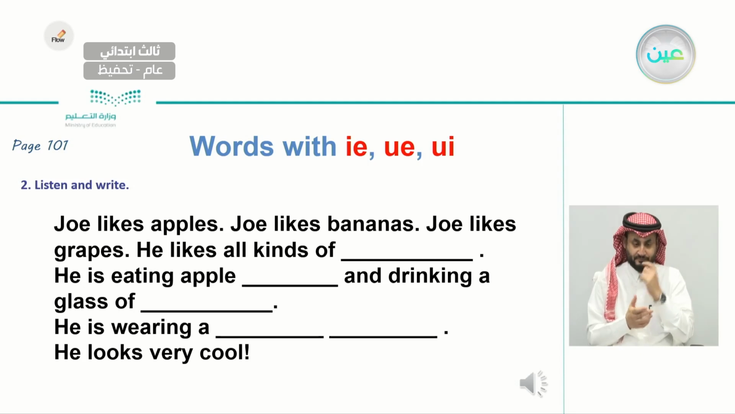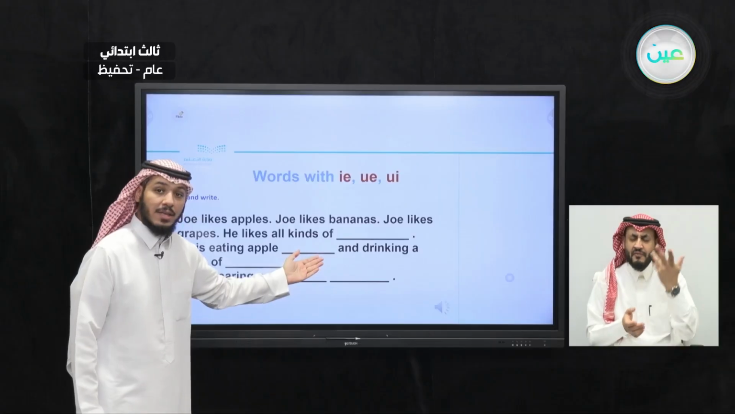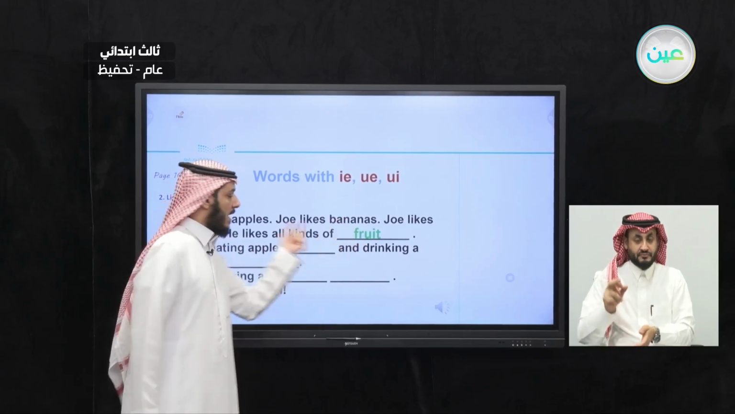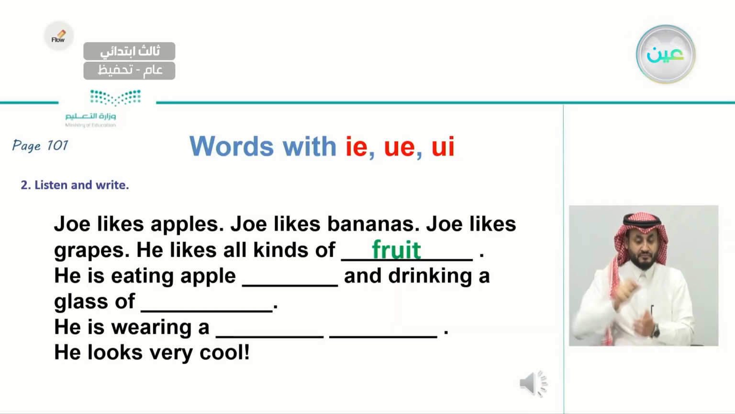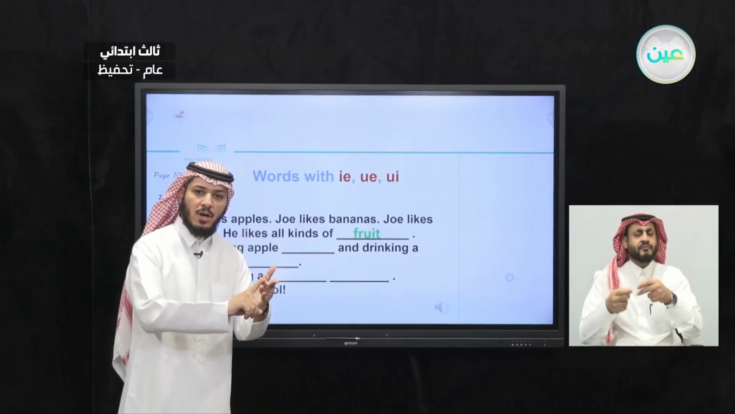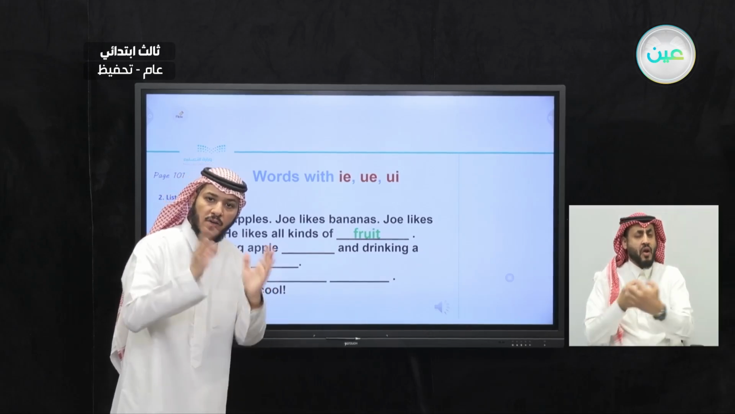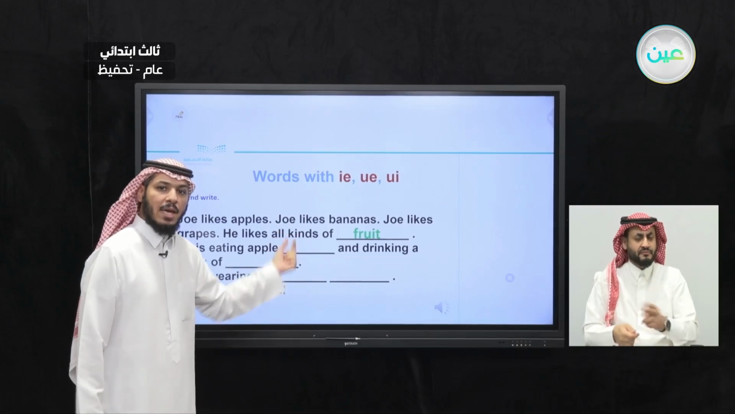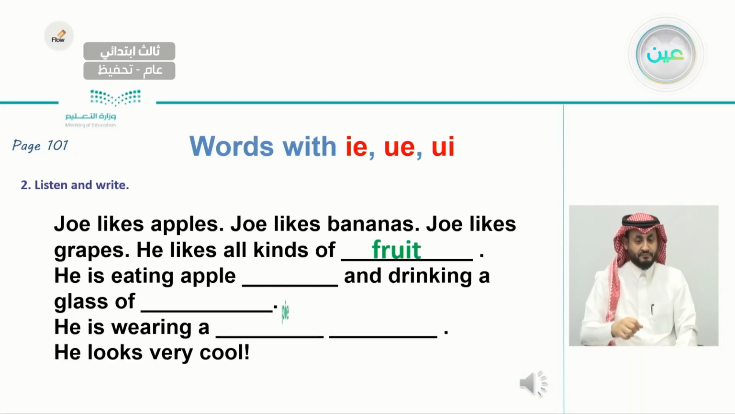Okay, now, he likes all kinds of what? That's right, perfect. It is fruit, perfect. So we have all kinds of fruit. Apple, orange, banana, okay? All these are fruit, perfect. Okay, he is eating apple pie, perfect. Apple pie. How can we write pie? P, I, and E. That's right. Good. So pie, P-I-E. Okay, excellent.